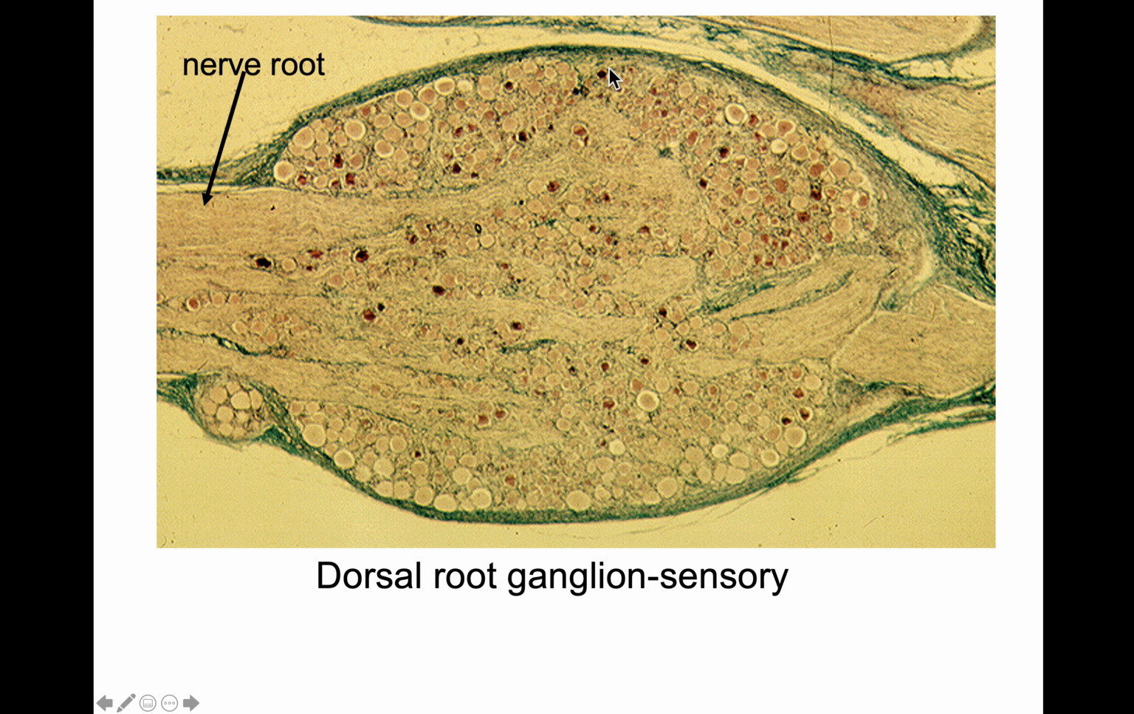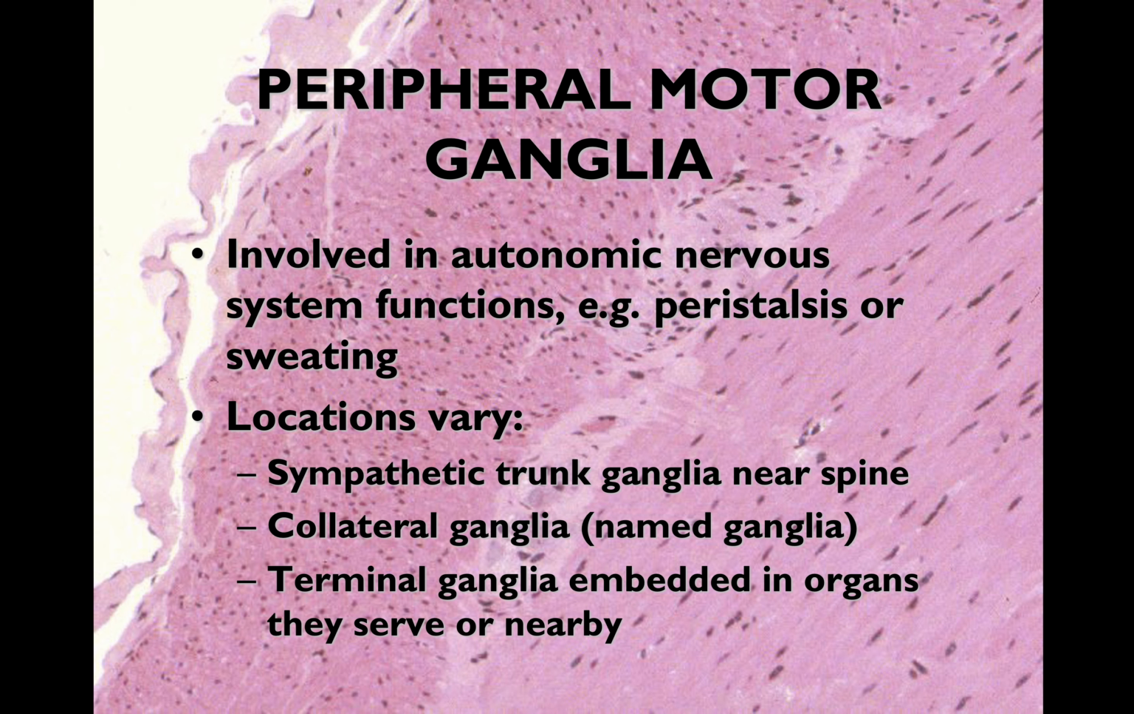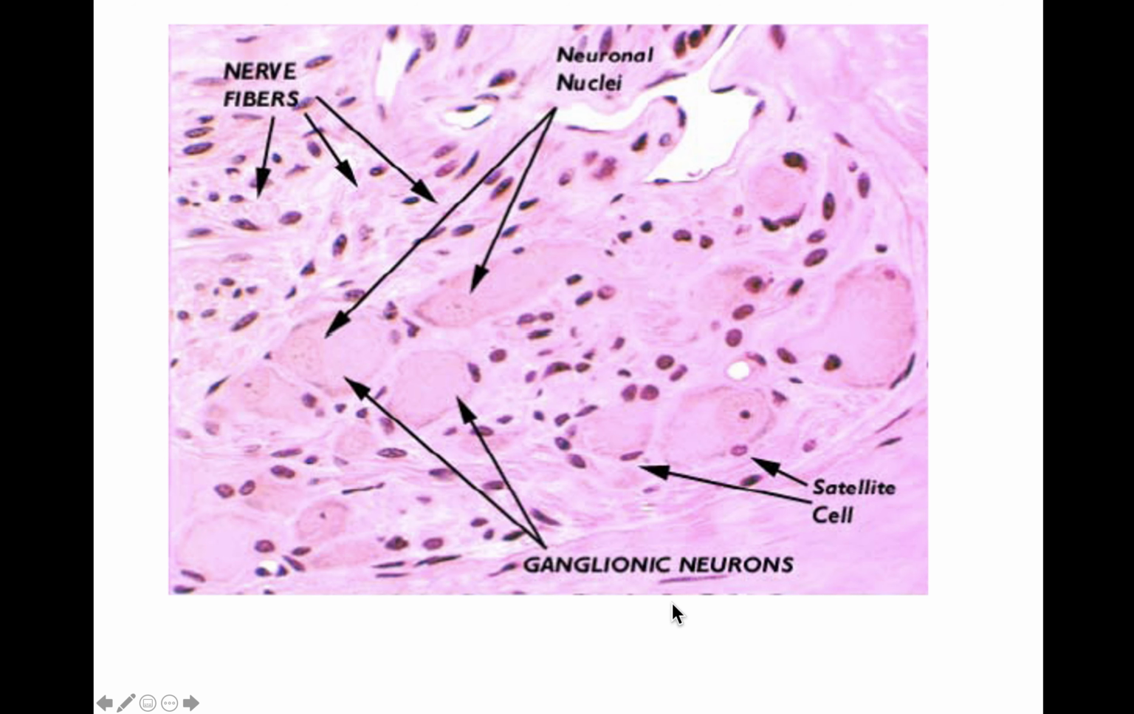Mostly these ganglia, the motor ganglia, are involved in the autonomic system function, which includes peristalsis and sweating. Peristalsis is the movement and the contraction of the smooth muscle inside the hollow organs. Usually the locations vary, could be found in the sympathetic trunk near the spine, could be near the organ, collateral ganglia, or could be embedded inside the organs.